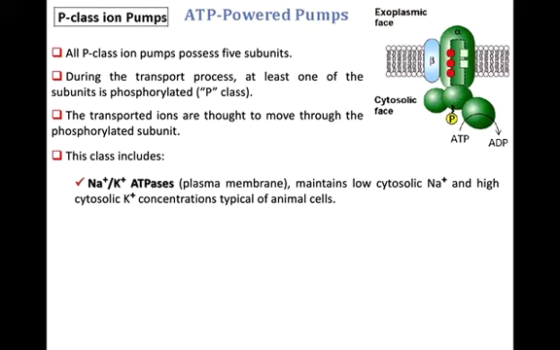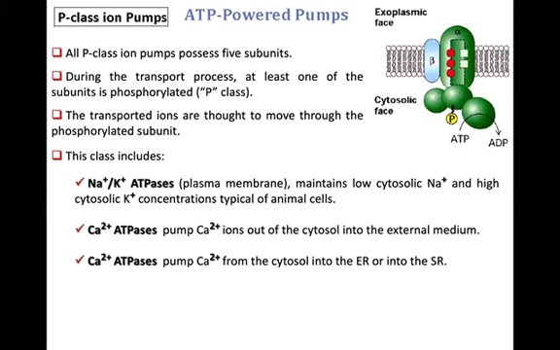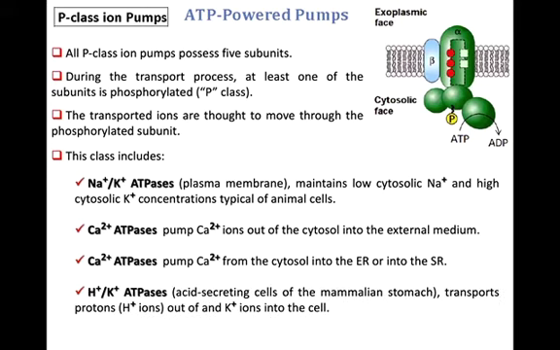Examples of this class include the sodium-potassium ATPase on the plasma membrane, which maintains low cytosolic sodium and high cytosolic potassium concentration, typical of animal cells. Another example is the calcium ATPase, which pumps calcium ions out of the cytosol into the external media. Another example is also a calcium ATPase, but it pumps calcium from the cytosol into the smooth endoplasmic reticulum. The proton potassium ATPase exists in the acid secreting cells of the mammalian stomach, which produce HCl. Its main function is to transport protons, the hydrogen ions, out to the stomach lumen, and potassium ions into the cells.